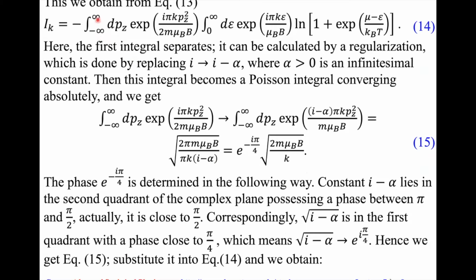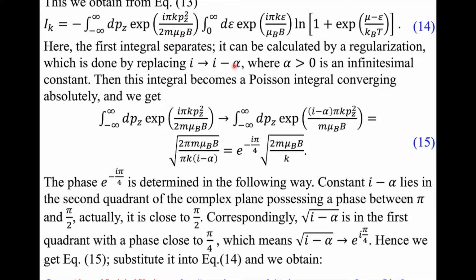dp_z, as it used to be, runs from minus infinity to infinity, but epsilon is from 0 to infinity. So in this form, the integral can be calculated. The first integral separates, because the second integral doesn't contain p_z anymore. It was eliminated from the lower limit. And it is not an absolutely converging integral. It can be calculated by regularization. So I regularize by changing i to i minus alpha, where alpha is a positive infinitesimal constant. So it's actually the limit when alpha goes to 0. This is how this integral should be understood.